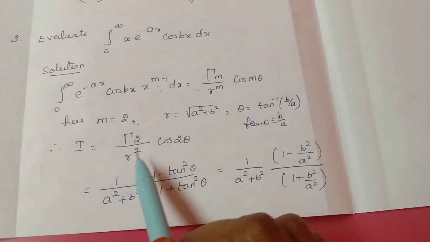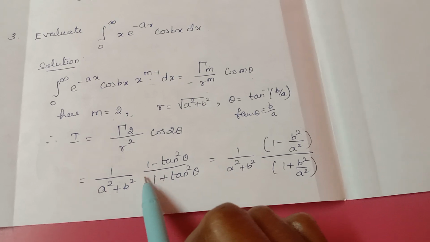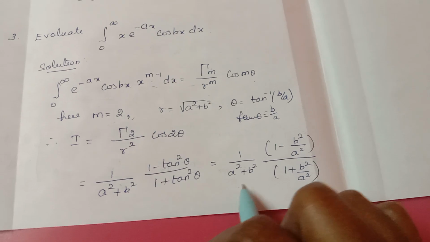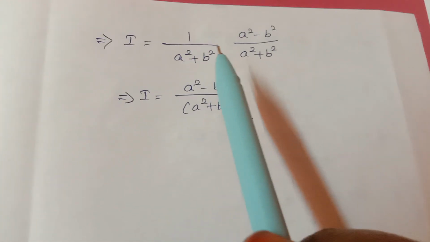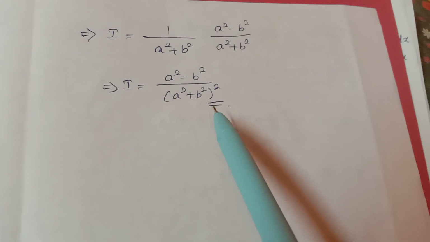Okay, gamma of 2 is equal to 1. So simply 1 by (a square plus b square) into (1 minus tan square theta) by (1 plus tan square theta) equal to 1 by (a square plus b square) into (1 minus b square by a square) by (1 plus b square by a square). So after simplification, what I am getting is (a square minus b square) by (a square plus b square) the whole square.